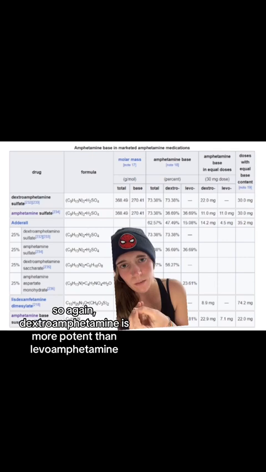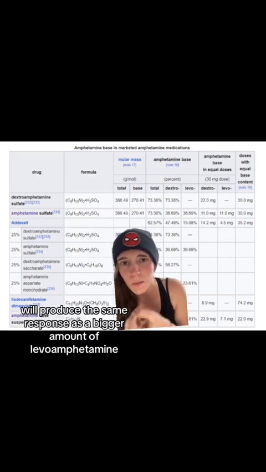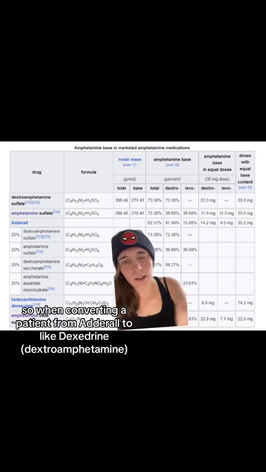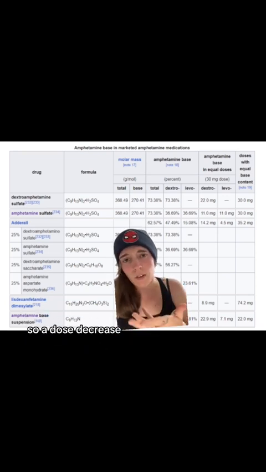So again, dextroamphetamine is more potent than levoamphetamine, meaning that a smaller amount of dextroamphetamine will produce the same response as a bigger amount of levoamphetamine. So when converting a patient from Adderall to Dexedrine, you're gonna have to have a smaller dose of Dexedrine to produce the same response as Adderall, so a dose decrease.